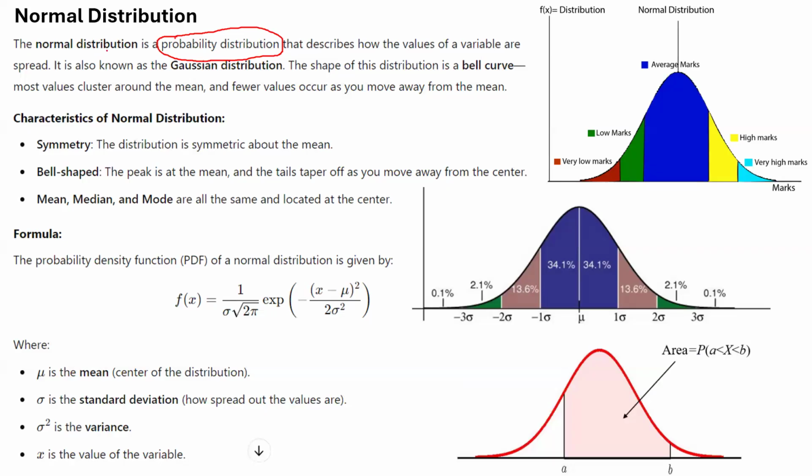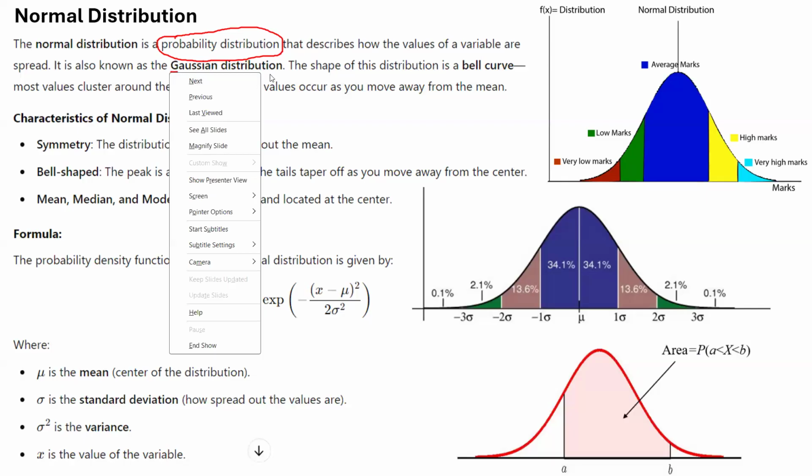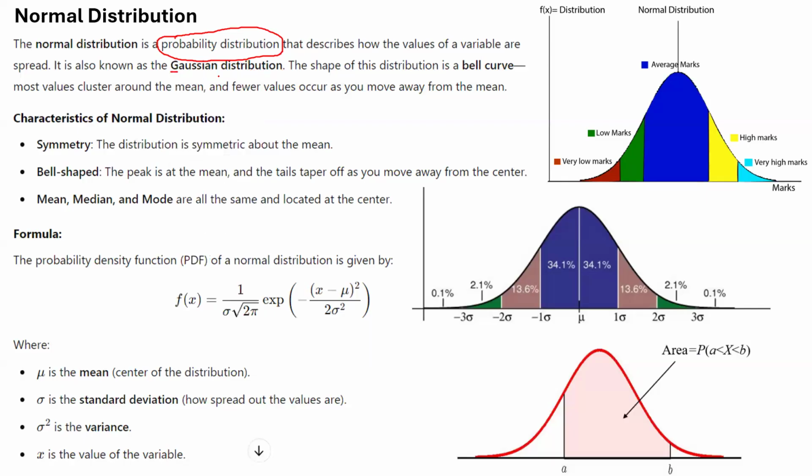Normal distribution is a probability distribution. That means it describes how the values of a random variable are spread. It is also known as Gaussian distribution because it was invented by Gauss, and under his name it is also called Gaussian distribution. The shape of this distribution is a bell curve. Most values cluster around the mean and fewer values occur as they move away from the mean.